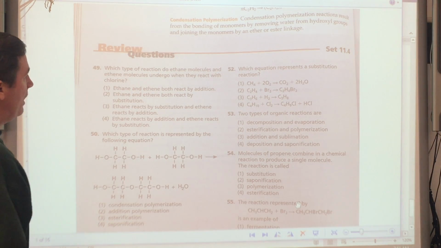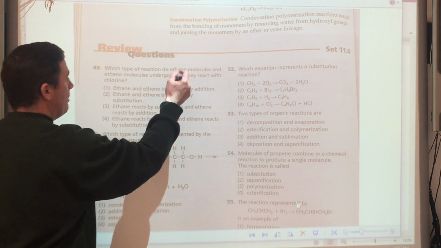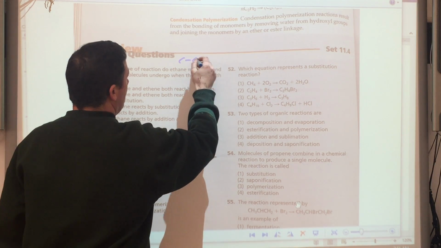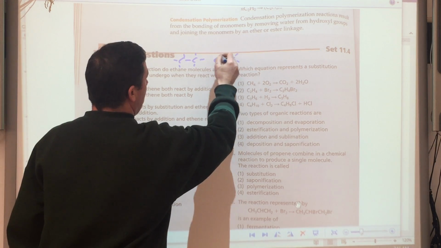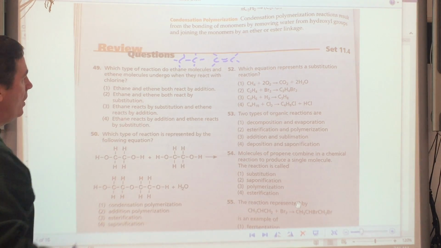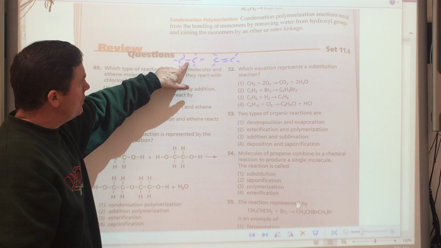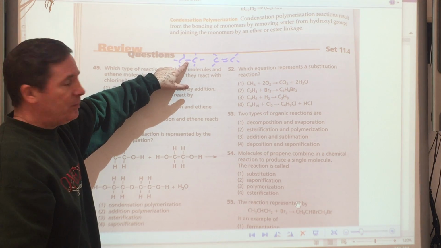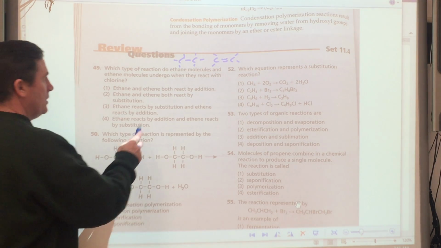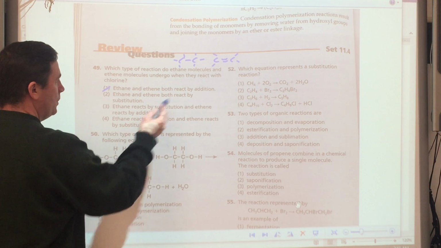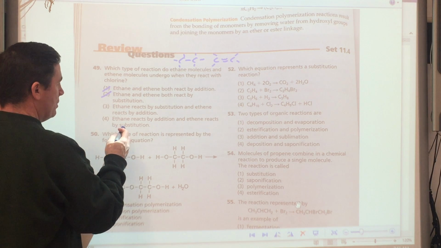Which type of reaction do ethane molecules and ethene molecules undergo when they react with chlorine? Now remember, ethane only has single bonds, whereas ethene has a double bond. So I have to substitute here because it's saturated with hydrogens. Here I can add because I can break that double bond. So they don't both react with addition. And they don't both react with substitution.